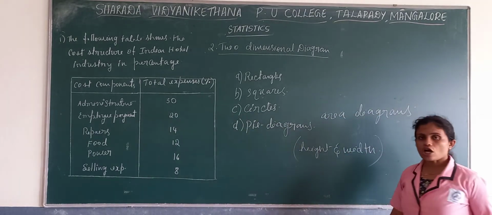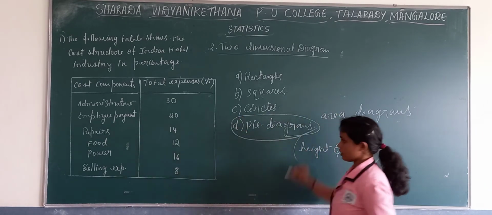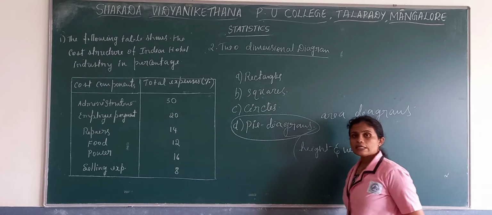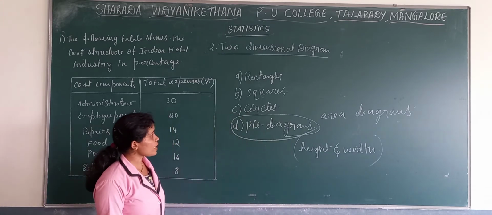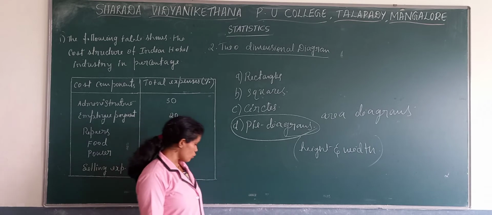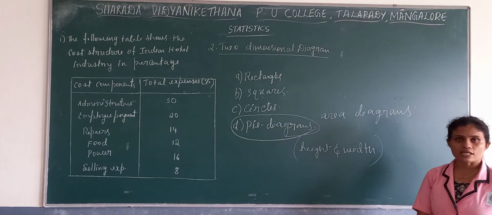But according to your syllabus, you are going to study only pie diagrams. Rectangles, squares and circles are two-dimensional diagrams, but we are not going to study them.